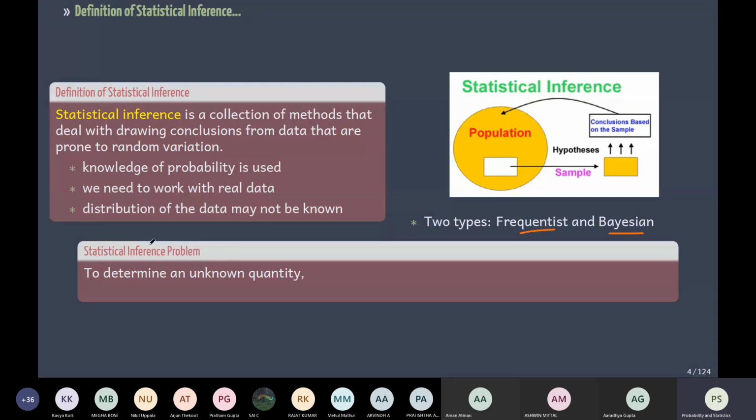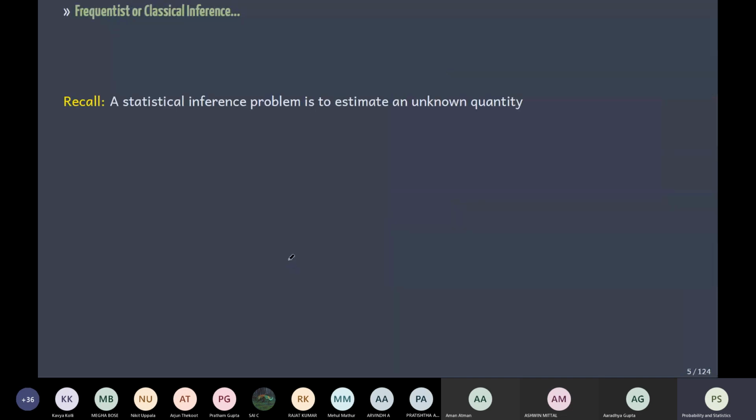A statistical inference problem itself we can define. It's about determining an unknown quantity: to get some data, just like I showed here, and then estimate the required quantity using the data. That is called statistical inference. Now, as I said, there are the frequentist or classical approaches, so they are classical inference. A statistical inference problem is to estimate an unknown quantity from some data.